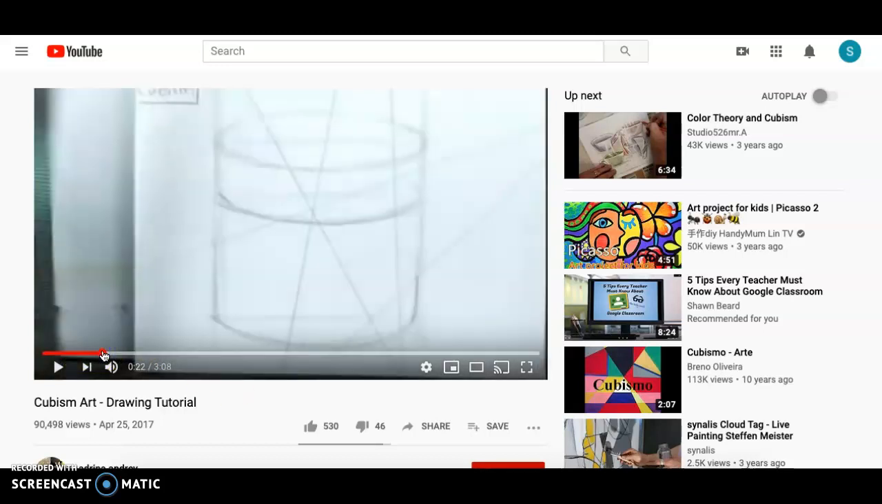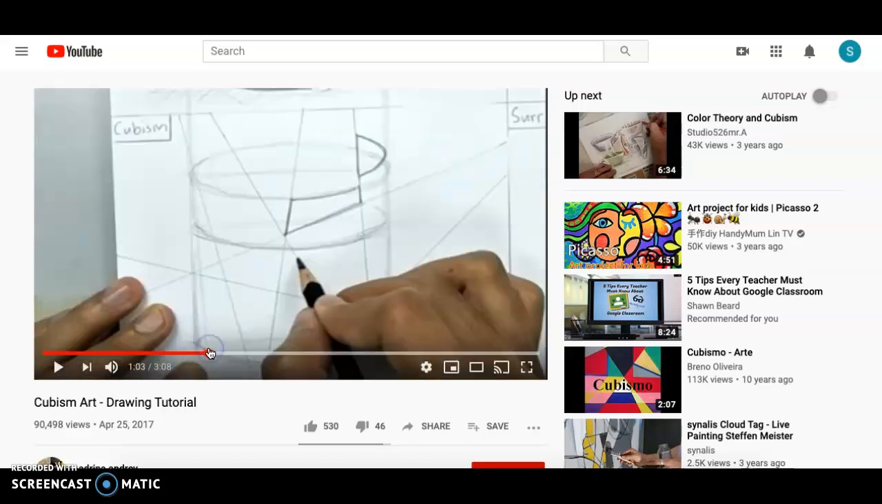And so here you see them drawing some random lines. And then what I want you to see is they're taking this curve and they're moving it up right here.